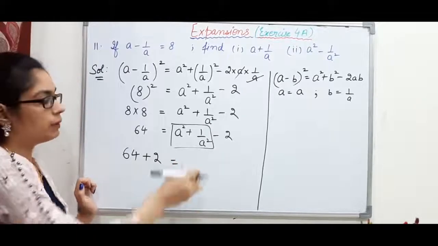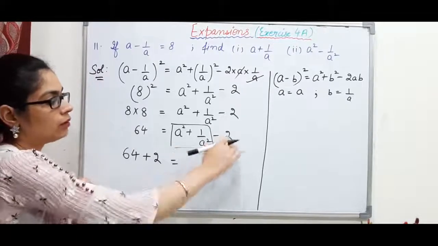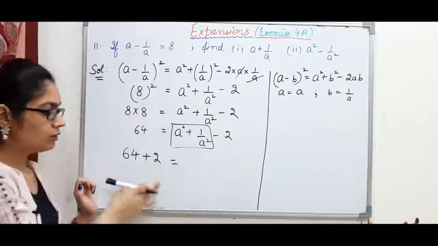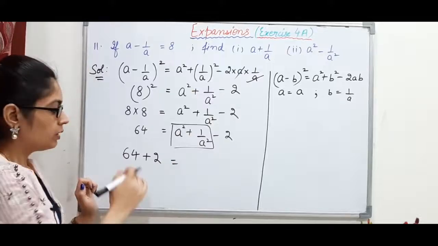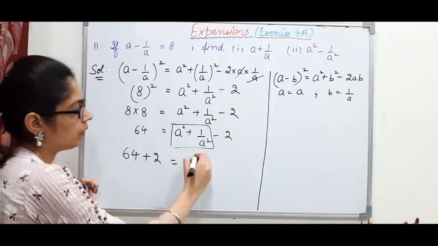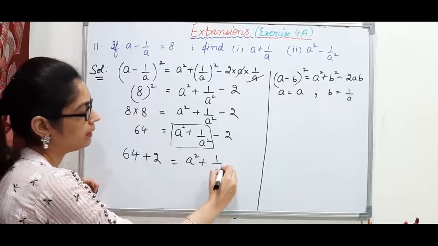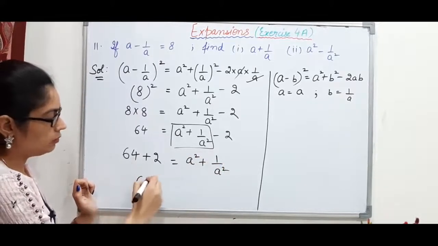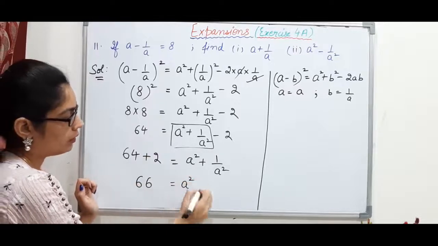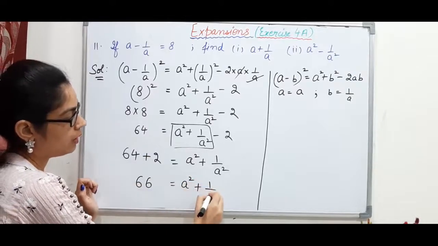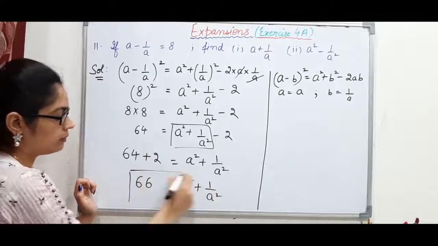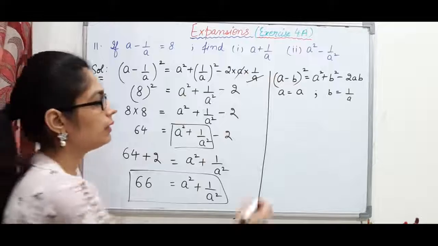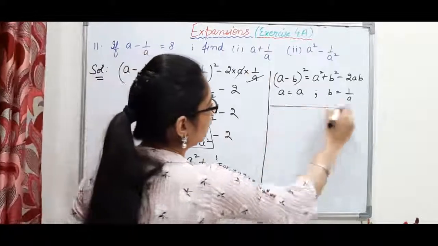You can also remember that this minus 2 is getting subtracted from this. If on this side it is getting subtracted, on changing the side we have to add it. So 64 plus 2 is equal to a square plus 1 by a square. 64 plus 2 is 66. So a square plus 1 by a square is equal to 66. But we have to find a plus 1 by a.